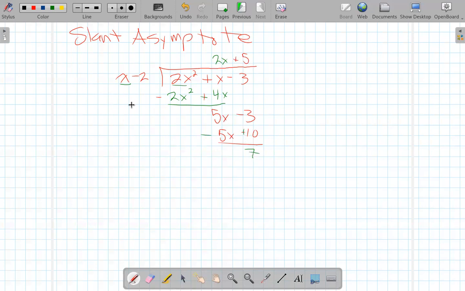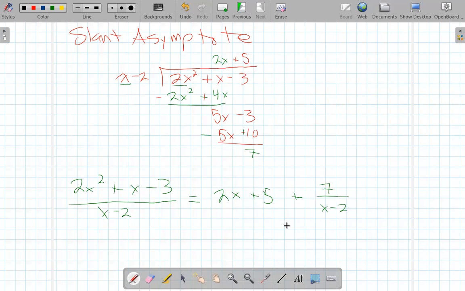So what does this tell me right here? This tells me that my original function, 2x squared plus x minus 3 divided by x minus 2, can also be written as 2x plus 5 plus a remainder of 7 out of x minus 2. So this is f of x, my original function here. I could also write it as this, and these should have exactly the same graph. Now, these two tell me two different things.